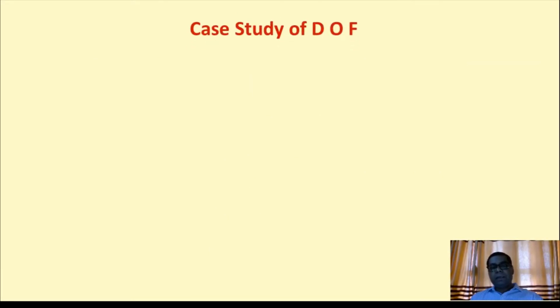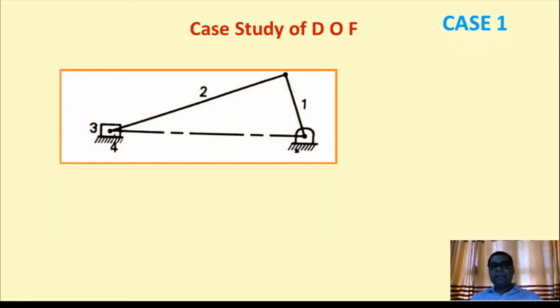Now let us directly go to the case study of degree of freedom numerical problems, which you are waiting for, that I know. So the first case is a classic slider crank mechanism. Over here you can see link number 1 is a crank, link number 2 is a follower, and link number 3 is a slider block which is supported on link number 4. So for degree of freedom, Grubler's criteria, the formula that we know, 3(n minus 1) minus 2j minus h.